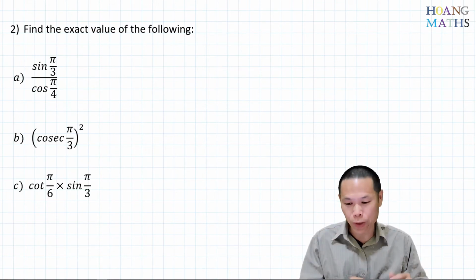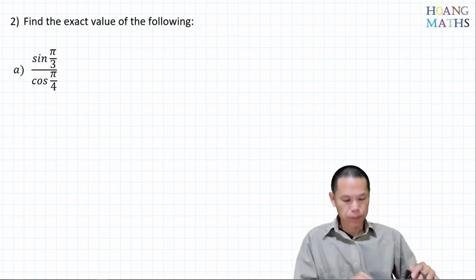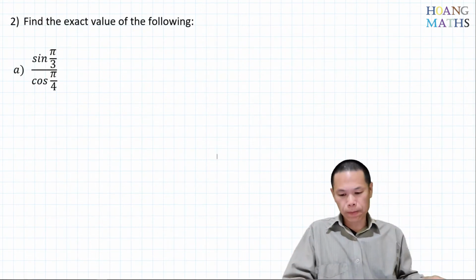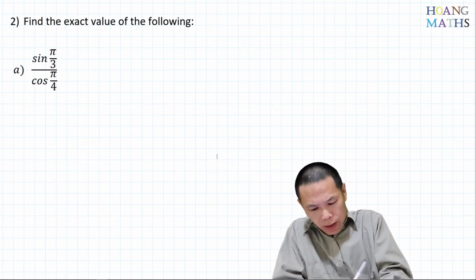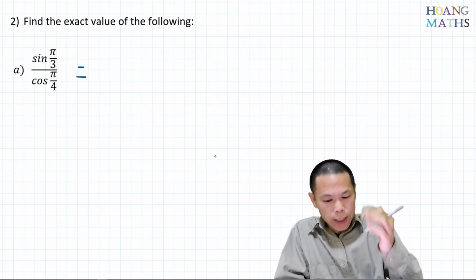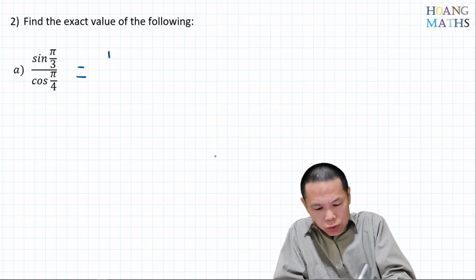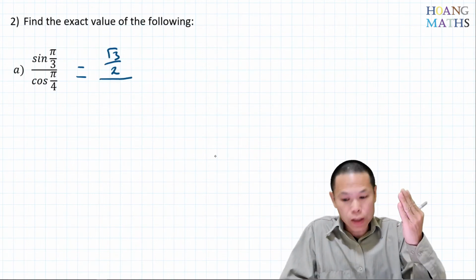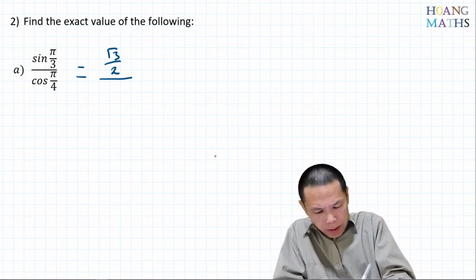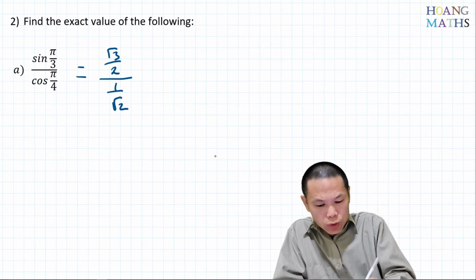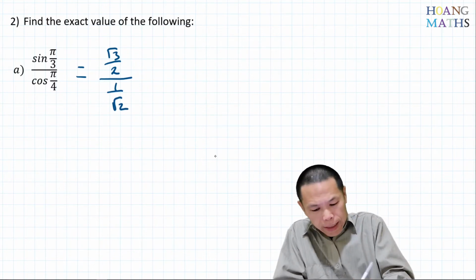So let's get into it. So first one. We know that sine of pi over 3 is root 3 over 2, so the answer is root 3 over 2. And then we divide it by cos of pi over 4. So cos of pi over 4 is 1 over root 2. So this one is exactly the same as this, okay?